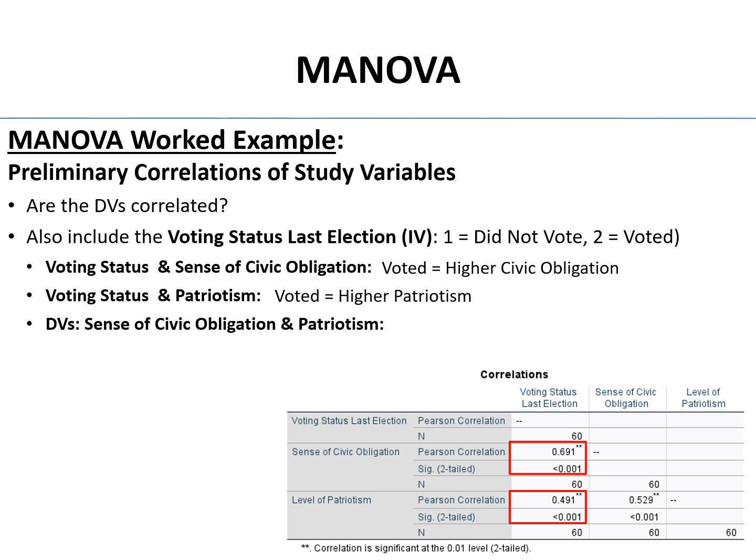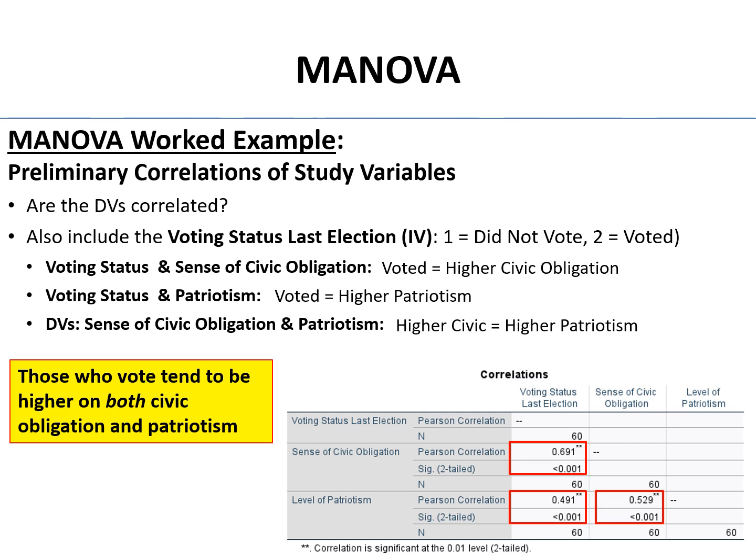Finally, the DVs, why we actually did this. Is there a significant correlation between our dependent variables, that is, sense of civic obligation and patriotism? Indeed, there is. 0.529 is positive, and it's statistically significant. It's got those stars, so that tells us those who had a higher sense of civic obligation also tended to have a higher sense of patriotism.